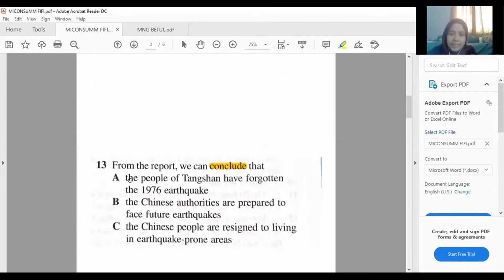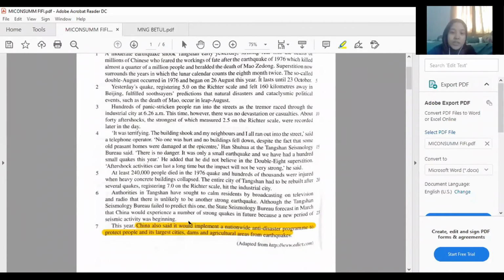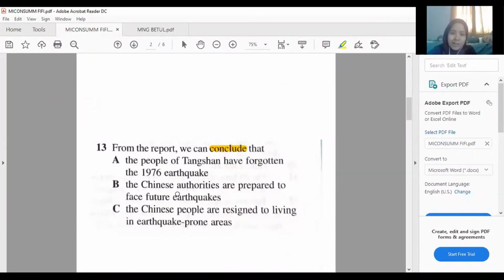It is stated here that the people of Tangshan have forgotten the 1976 earthquake. It is not true because it is obvious that it mentions that it occurred in the 70s and began 26 August this year. It has mentioned the year 1976 a few times in the passage, which means that they have not forgotten the 1976 earthquake.